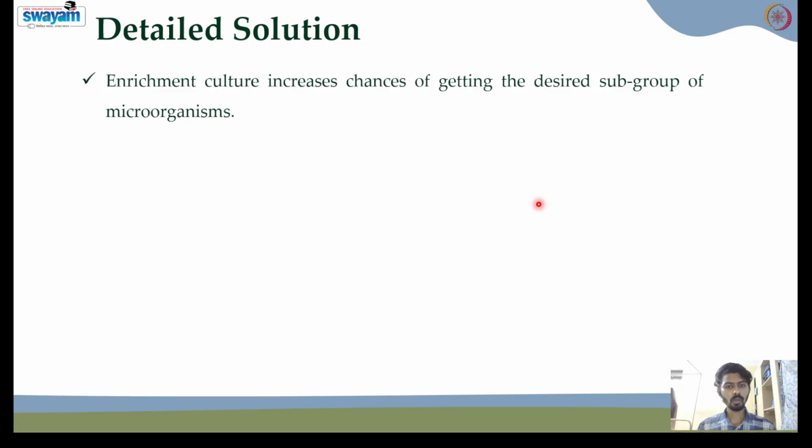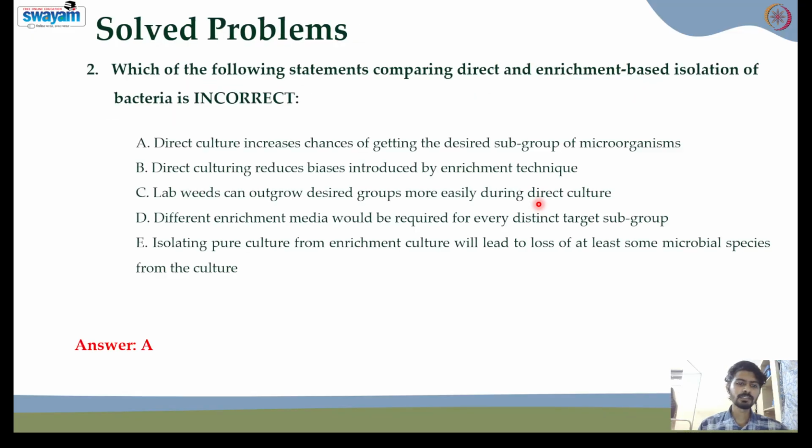Why is it so? Because here we will be trying to give the specific condition and the microbial nutrients to the microorganism in order to selectively select the subgroup of microorganism. That is why option A is incorrect, where enrichment culture increases the chance of getting the desired group of microorganisms. Whereas option B, direct culturing, reduces the bias introduced by the enrichment culture technique.